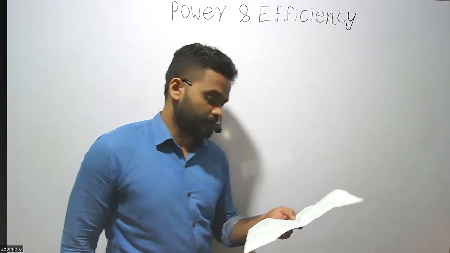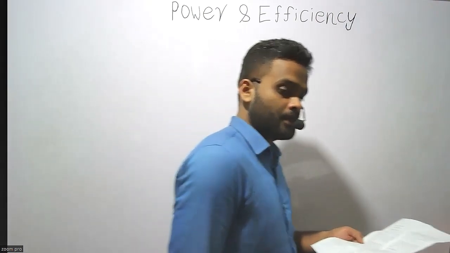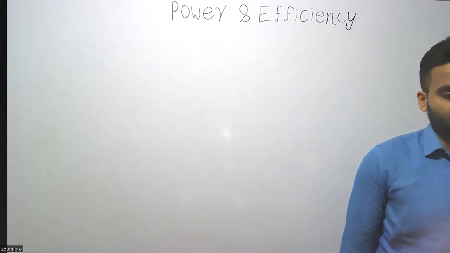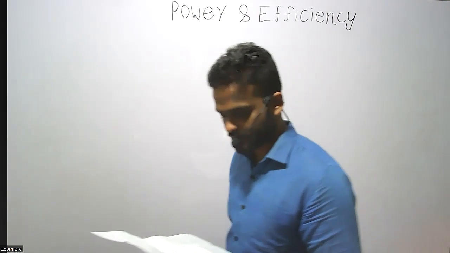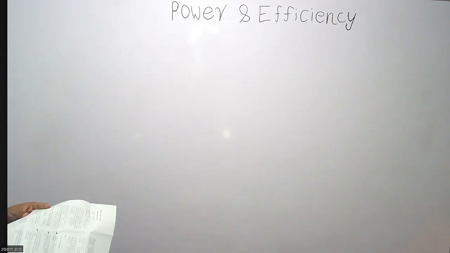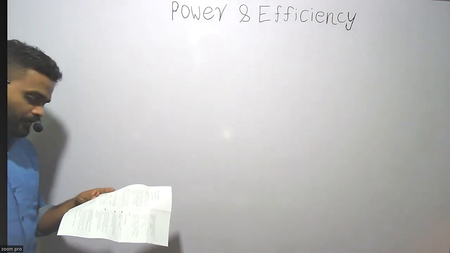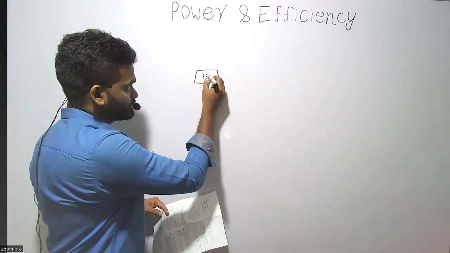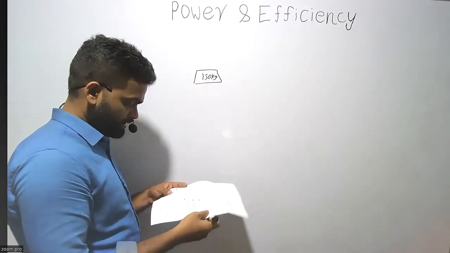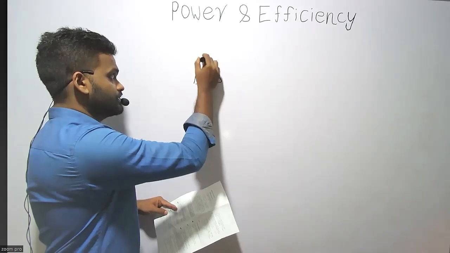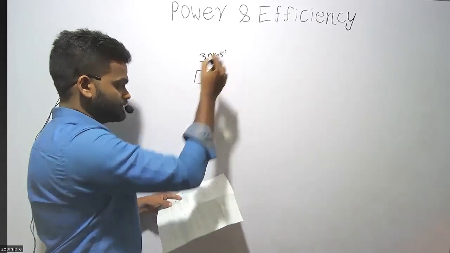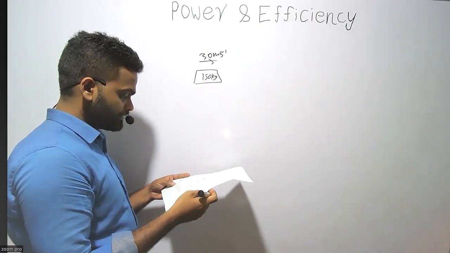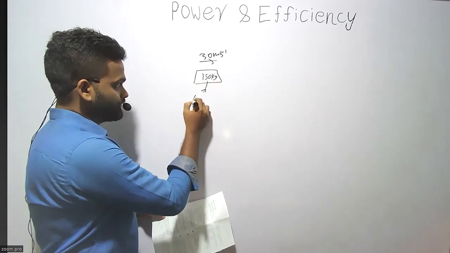Right, then try sixth question. First draw a sketch, okay? First draw a sketch. Try the sixth question. So a boat with mass 150 kilograms is moving at constant speed 30 meters per second, and the power of the engine is 6 kilowatt.